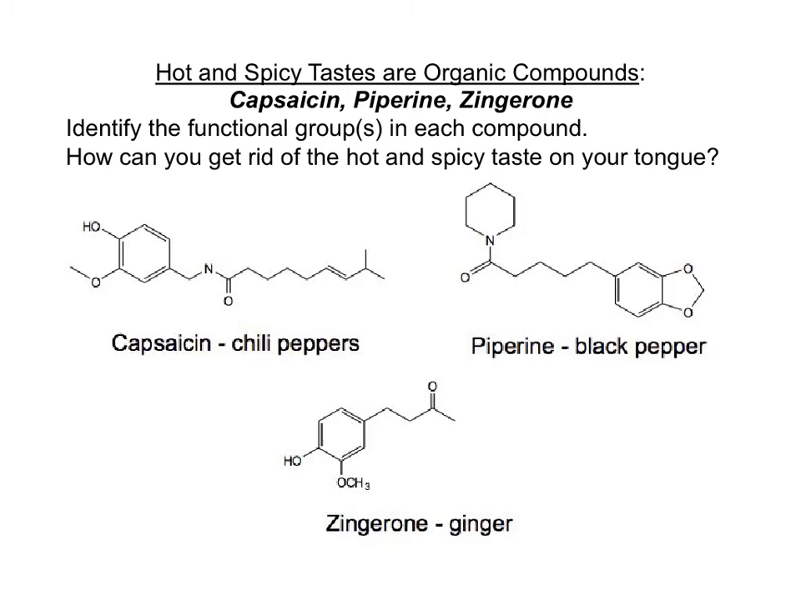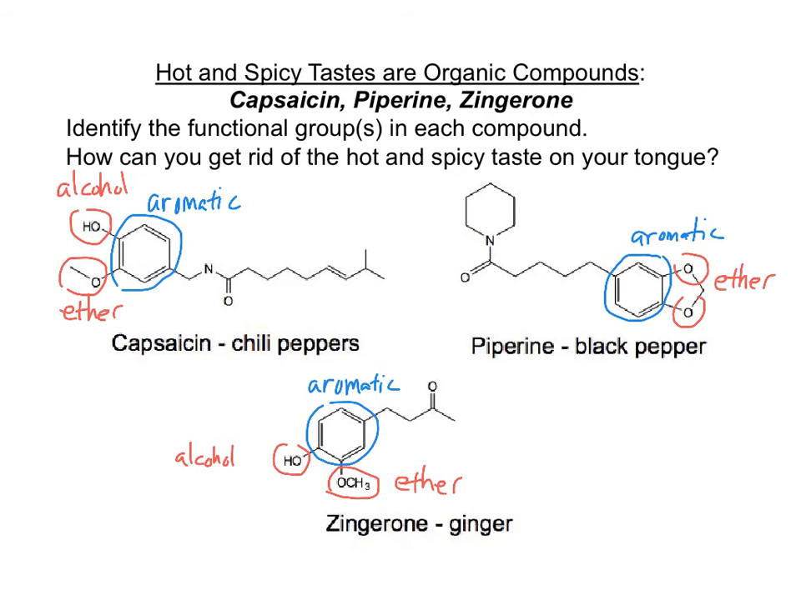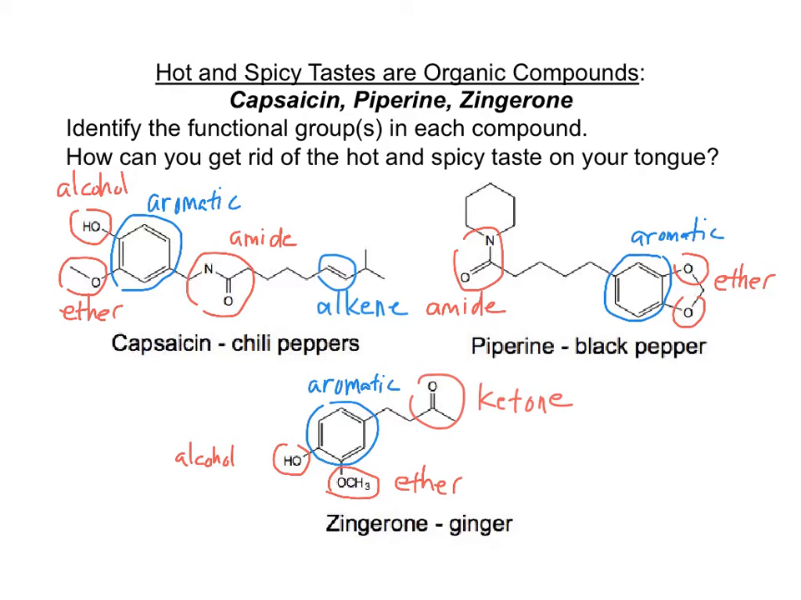Capsaicin, piperine, and zingerone are the chemicals responsible for the hot and spicy tastes in foods. Stop the video and identify the functional groups in each compound. And the answers are: your tongue is burning from those chili peppers. Stop the video again and figure out what you would use to get rid of that hot and spicy taste. And the answer is not water. Although capsaicin has 3 polar functional groups, most of the molecule is nonpolar. Fats and oils are nonpolar, so butter or the fats and oils in milk or sour cream work.